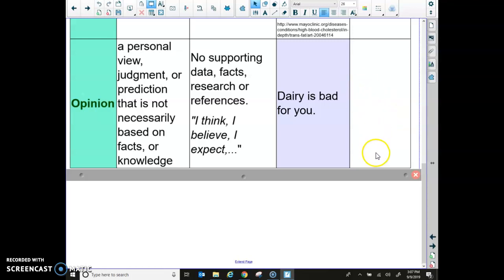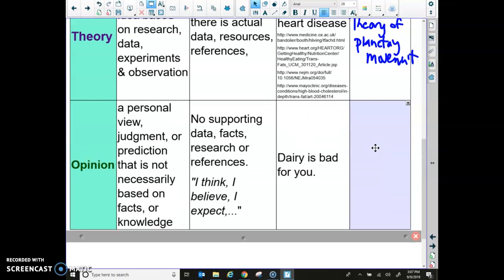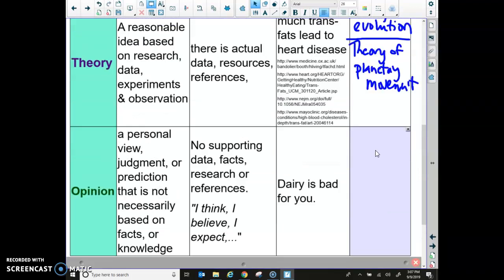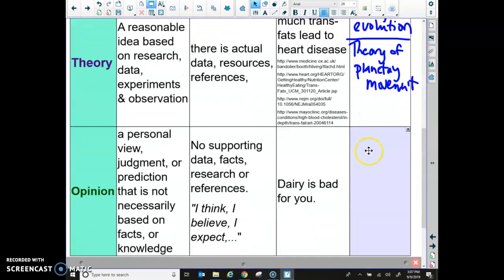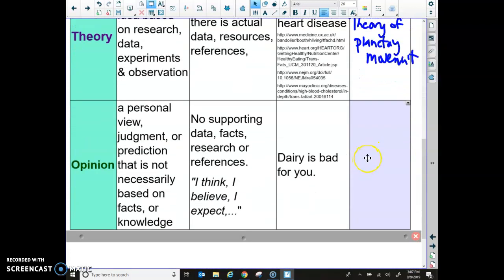Now it is your turn to spend a little time writing some high quality examples that make sense to you of an opinion, a theory, and a fact. Make sure that you show your teacher your examples so I can check them and compare them with a classmate to see if you understand them well. I hope this helps. Make sure you ask me questions or others questions if you have them. May the force be with you.